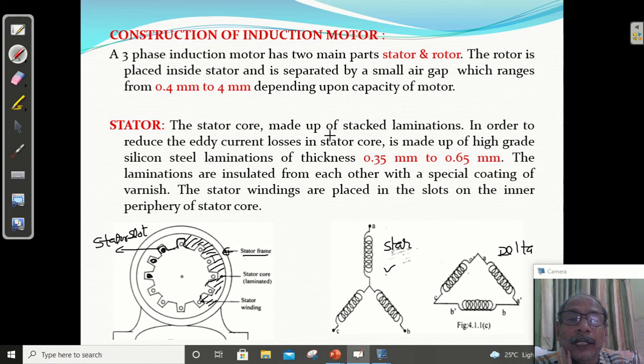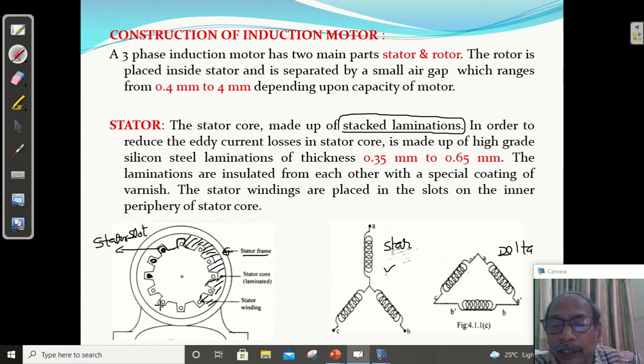Stator core is made up of stacked laminations. Means stator जो core है, this part ये solid नहीं है, laminated है. और in the earlier lecture in DC machine I told you already, जिस part के ऊपर winding है, eddy current loss will be more. To reduce the eddy current loss, that part should be laminated. What is the purpose of laminated core? To reduce the eddy current loss.